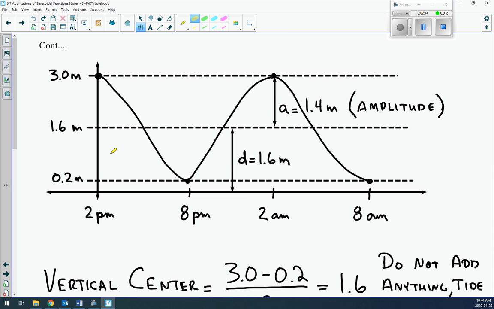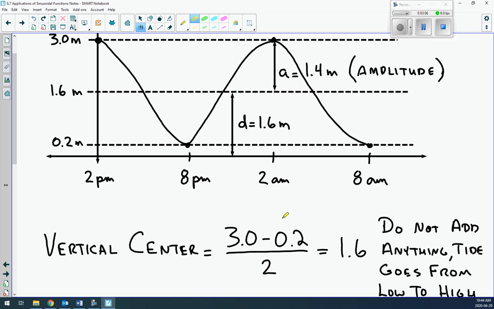Question number 2 has to do with the tide in Victoria, BC. It reaches a maximum height of 3 meters at 2 p.m. and a minimum height of 0.2 meters at 8 p.m. We can figure it out based on another graph. It starts at 3, goes down to 0.2, goes up to 3, goes down again. If you look at that, one period is a whole day.